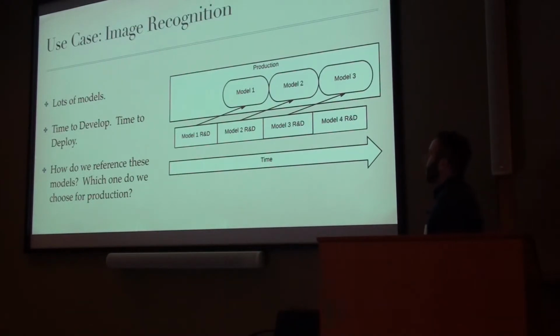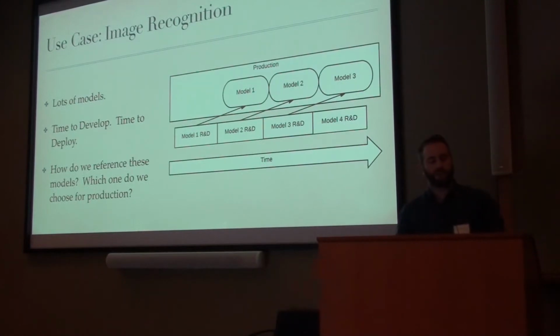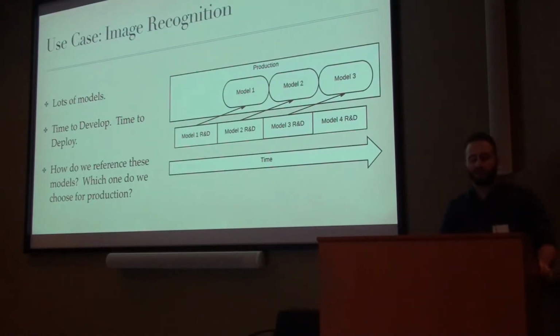And after we deploy the second one, now we have to do R&D on the third one. So there's this iterative process. It takes time to deploy, it takes time to develop, and all of a sudden we have this reference problem. Which ones do we reference? Which ones do you choose for production?